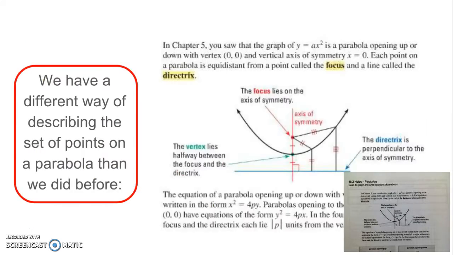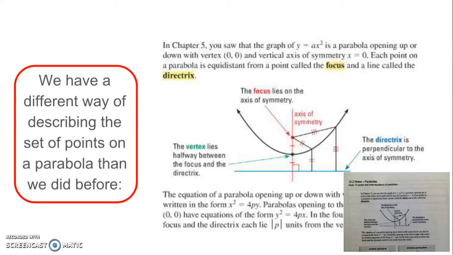So now, when we think about parabolas, we have a different way of describing the set of points that are on a parabola than we did before. And it turns out that we're focusing on a point called the focus and also a line called the directrix. So the focus lives on the axis of symmetry, and the directrix is on the opposite side of the vertex from the focus, and it's also perpendicular to the axis of symmetry. And the vertex lives halfway in between the focus and the directrix.